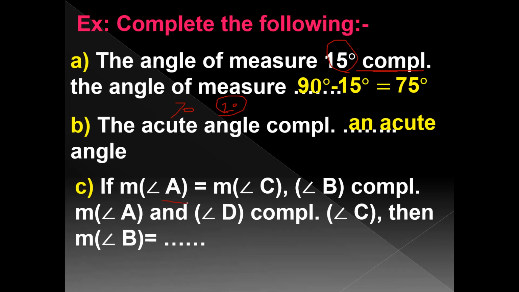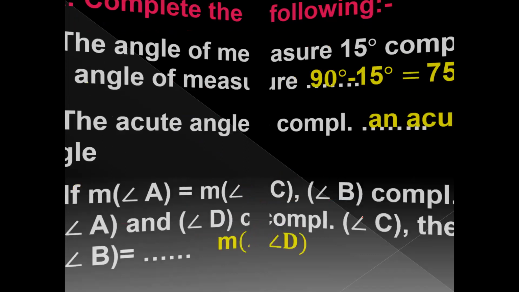Again, the measure of angle A equals the measure of angle C. And B complements the measure of angle A. So we can say that B complements C, and the measure of angle D complements the measure of angle C. Then the measure of angle B equals the measure of angle D.